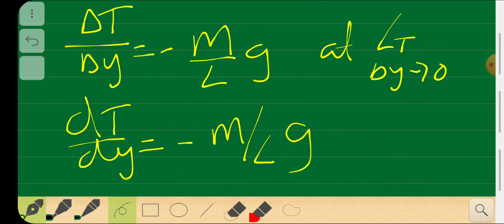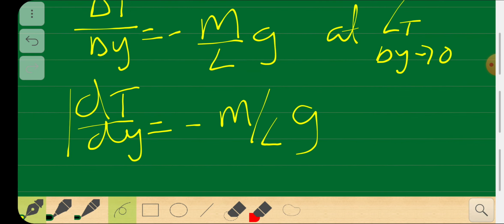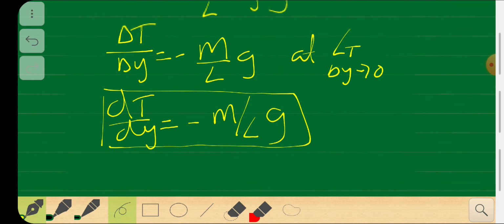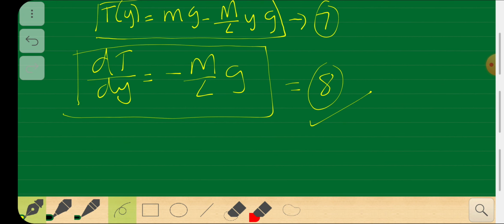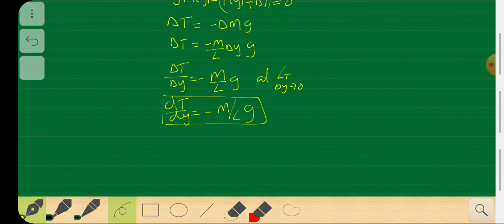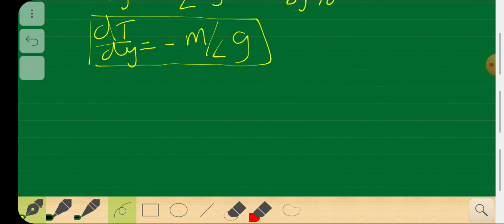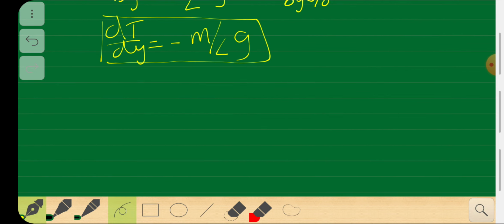So we got that directly. This is the same equation that we found the hard way, the same as equation 8. So dT by dy is equal to minus m by L g. It's the same thing. If you want to find the tension from here, you can integrate.